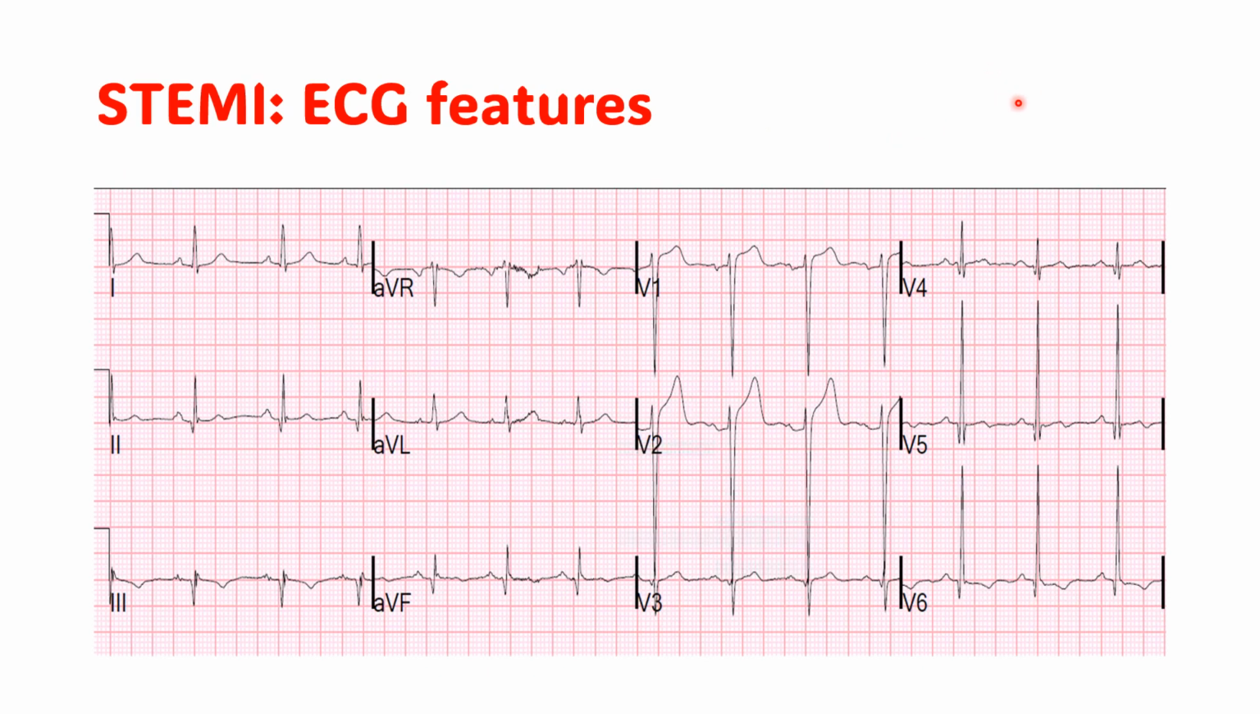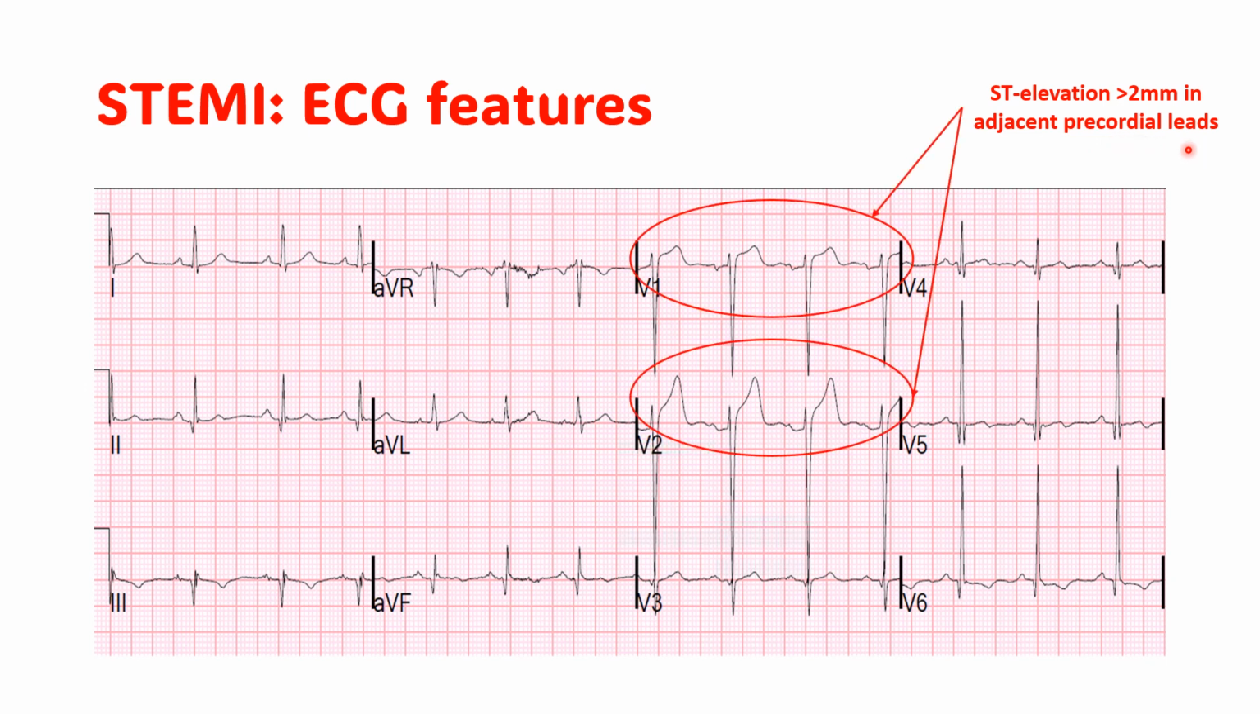So let's talk about the features of a STEMI on the ECG. So we're going to have some ST elevation greater than 2 millimeters in adjacent, so next to each other, precordial. Precordial means chest, the chest leads. So let's look at V1 and V2. So we have some ST elevation here, greater than 2 millimeters in adjacent precordial leads. Okay, we might also have some features of left bundle branch block as well. And also remember that T-wave inversion.